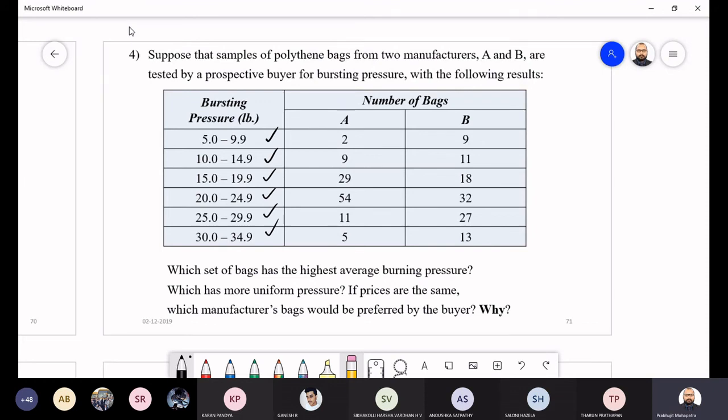Now, which set of bags has the highest bursting pressure? Which has uniform bursting pressure? Which manufacturer's bags would be preferred by the buyer?